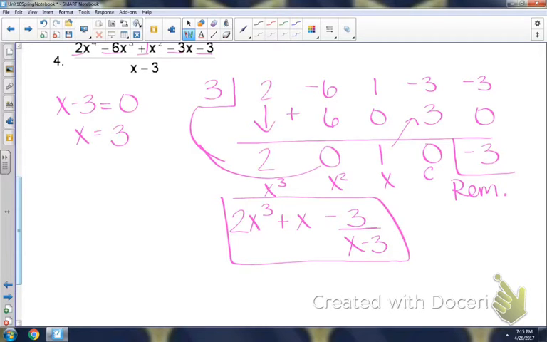Okay, so this is synthetic division. It's the same thing. You would get the same answer if you were using long division.